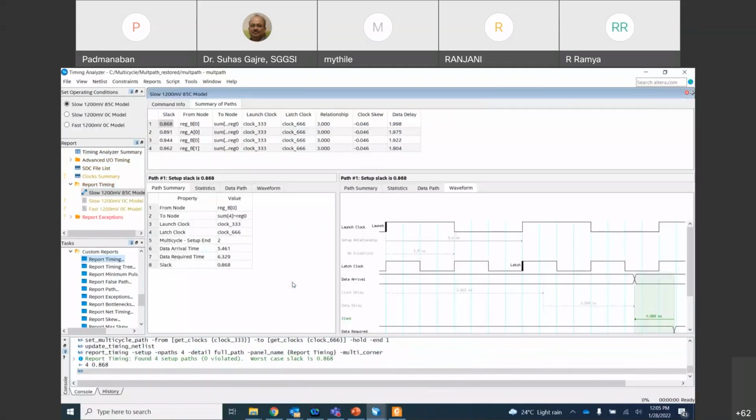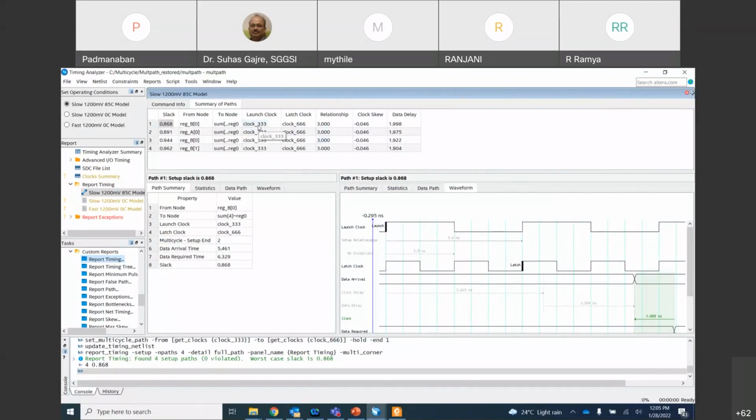Now you can see it shows multi-cycle path, which is 2 clock periods. Right, and then it shows that this is the launch and this is the latch. You can see that between the launch and the capture there are 2 clock periods. That's what we apply. We applied a multi-cycle path of 2 clock periods so that 1.5 became 3 here.